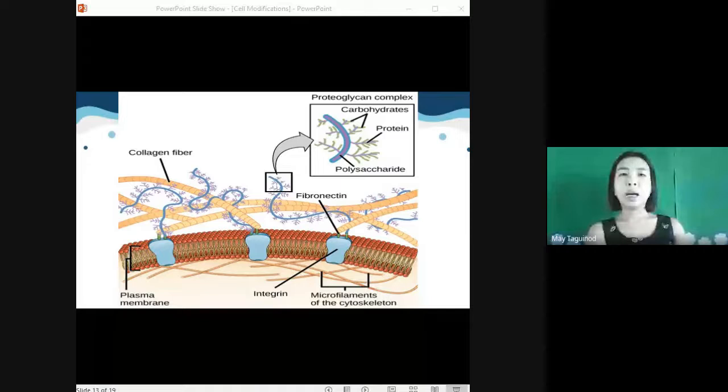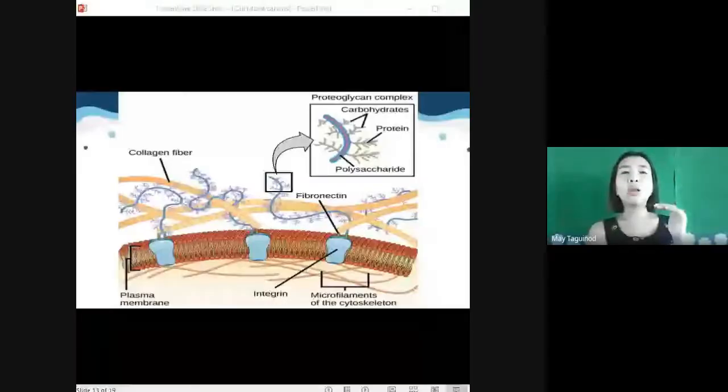Okay, so aside from this, a network of collagen fibers and proteoglycans is found outside of the cell. The collagen connects to integrin proteins in the plasma membrane via fibronectin. On the inside of the cell, the integrins link up to the microfilaments of the cytoskeleton.